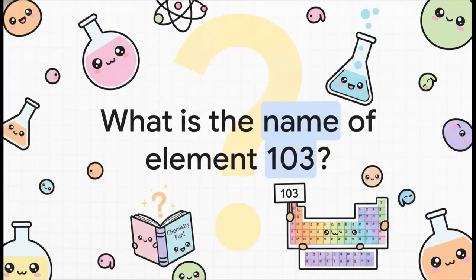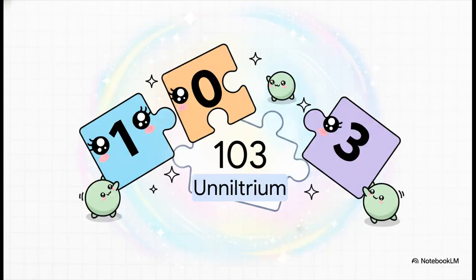Let's actually put this into practice right now. Based on those specific rules, what would be the official name of the newly synthesized element with atomic number 103? It elegantly combines 1, 0, and 3 to form unniltrium. You just snap the linguistic pieces together like Legos.